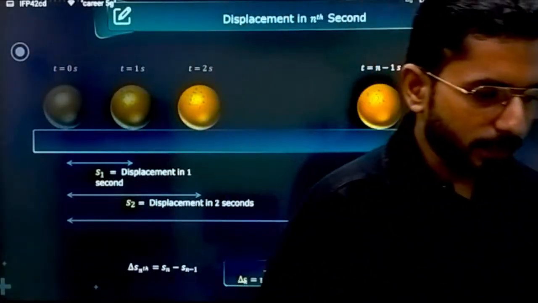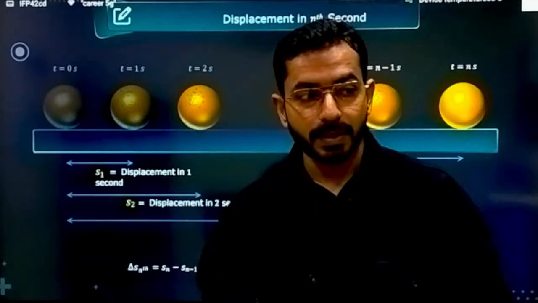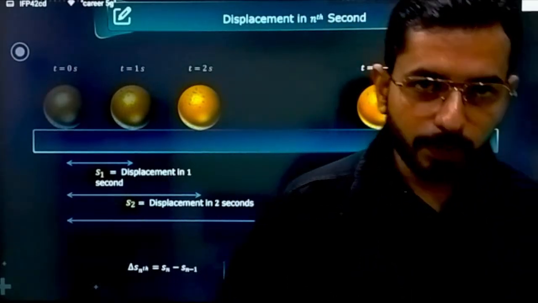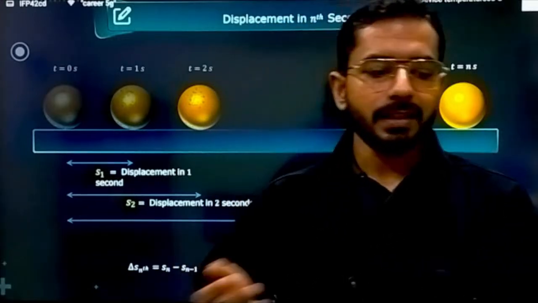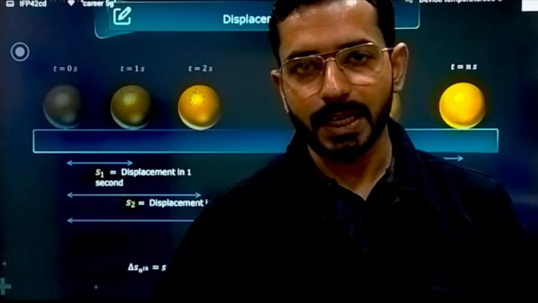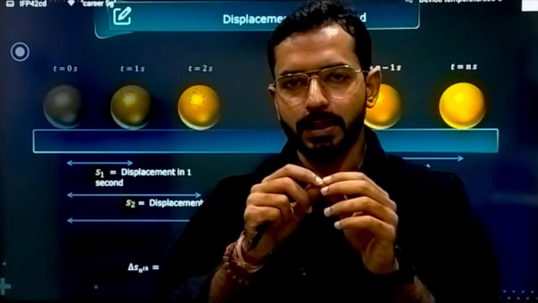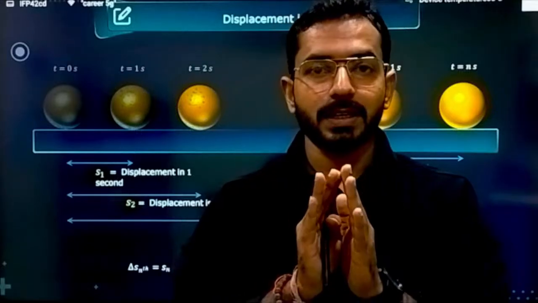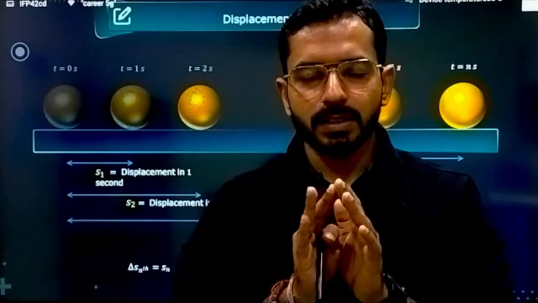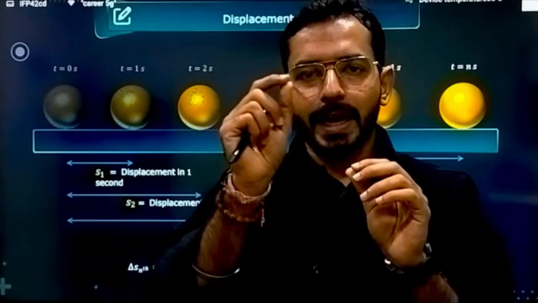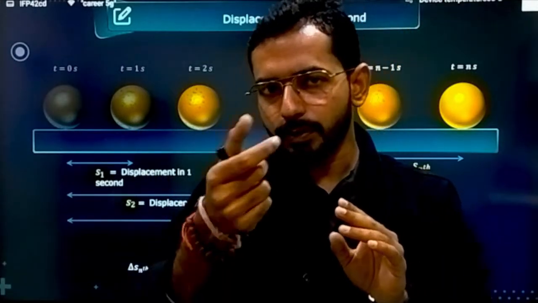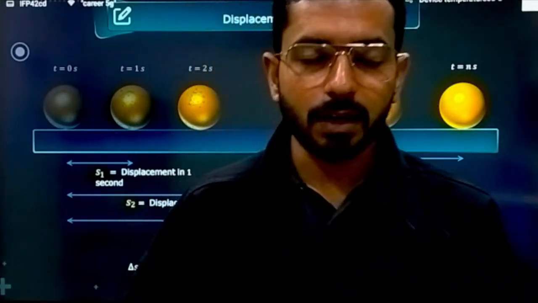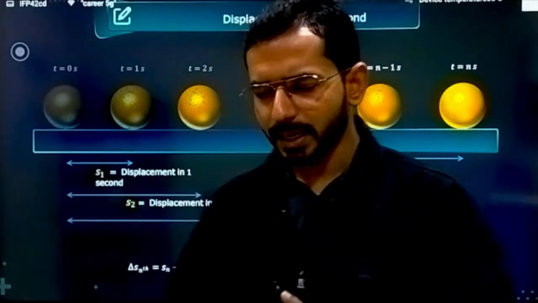Now another very important formula is displacement in nth second. A lot of times questions will ask what was the displacement in the 5th second, in the 4th second, in the 3rd second. If the question is asking for displacement in the 5th second, you do net displacement in 5 seconds minus net displacement in 4 seconds. That will give you the displacement in the 5th second. Correct?